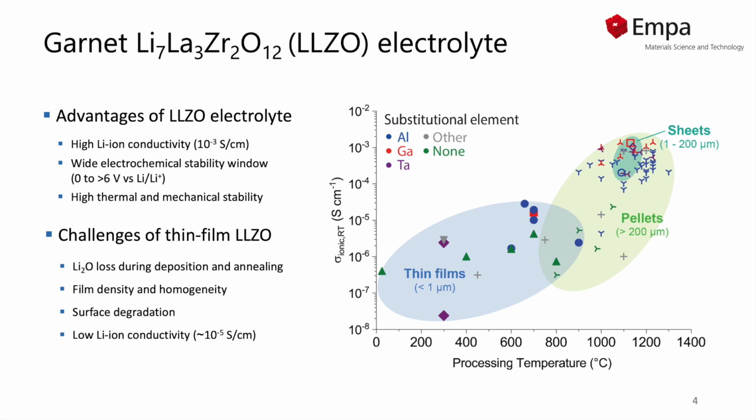We also see that there is a trend with processing temperature. Pellets which are processed at high temperature show better ionic conductivities, whereas thin films which have to be processed at low temperatures have lower ionic conductivities.